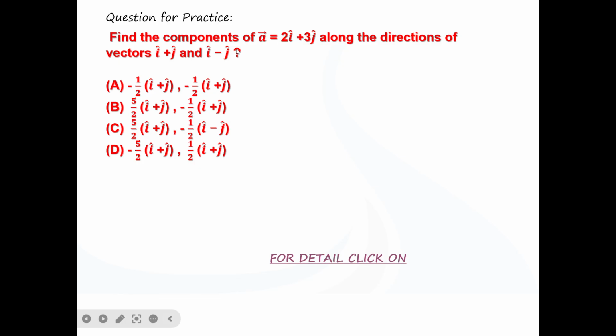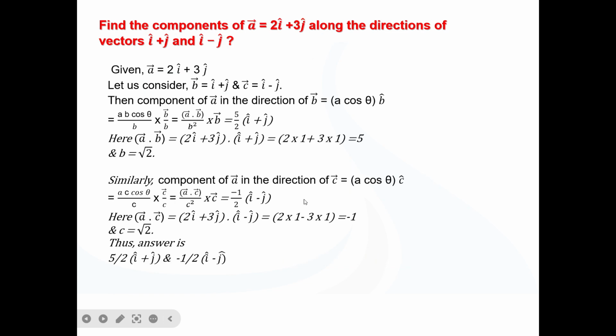Now a question for practice. What are the components of vector A, 2i cap plus 3j cap, along the directions of vectors i cap plus j cap and i cap minus j cap? Options are here. Correct answer is C. A detailed solution of this question is given here. You can do it at your own level and check the answer.